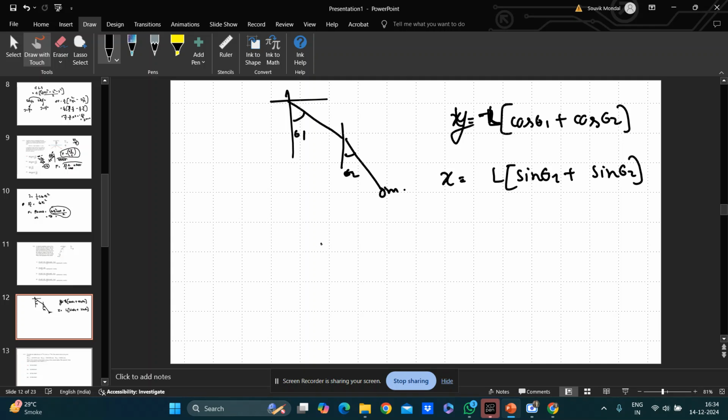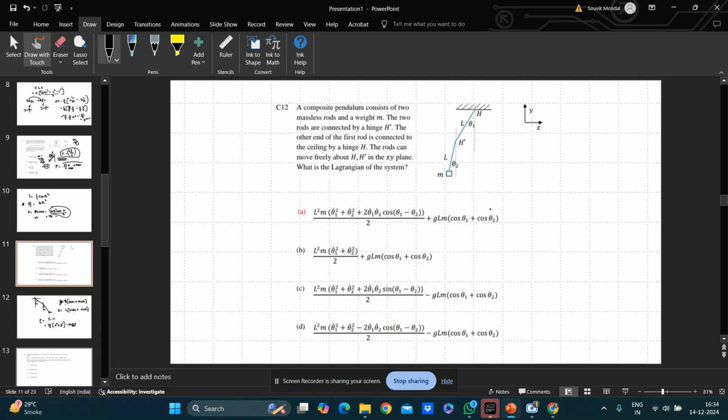Okay, so what will be the Lagrangian? Lagrangian is T minus V, that is m by 2 into (x dot square plus y dot square). You can take the derivatives x dot, y dot. And simply minus V is equal to minus m g into y. So if you do this calculation you will get option A. You will be doing this problem repeatedly; this is a very common, I mean universal, problem.